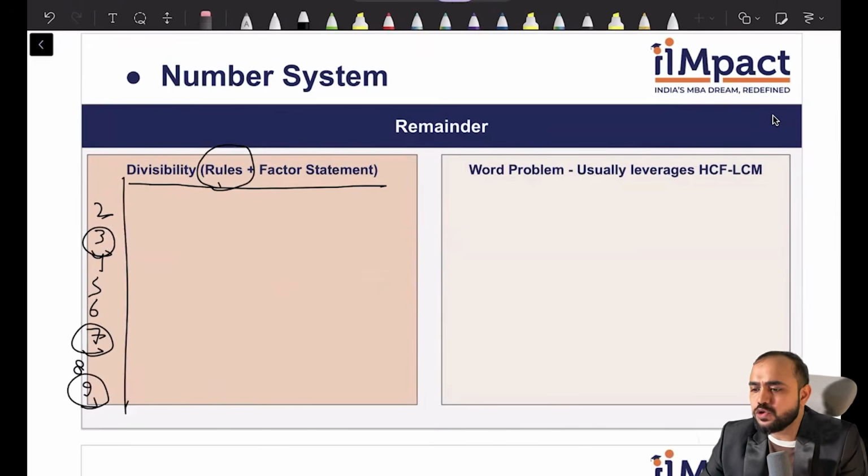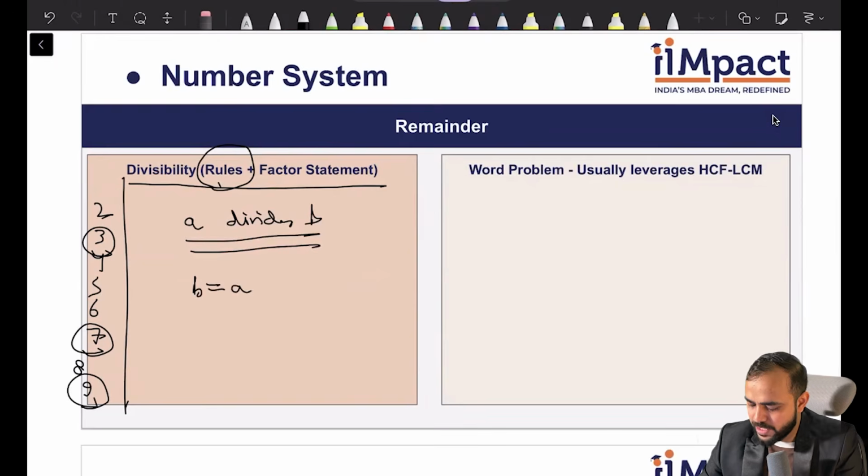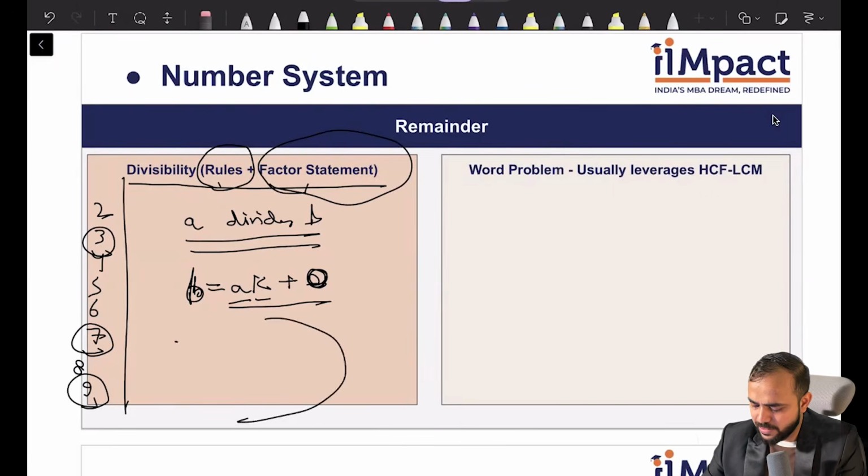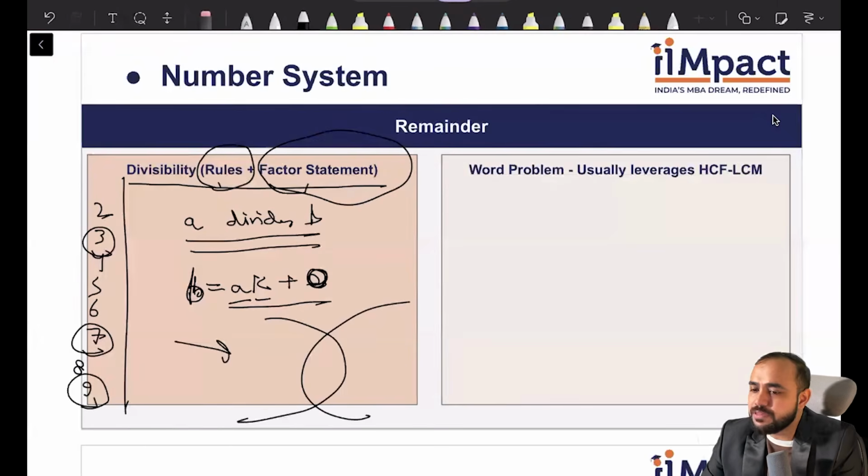Apart from this, we also get a situation where we are given that a number a divides b. Now in yesterday's class we saw that this means that a is a factor of b, or I can write b is equal to ak. What we have really done here is written this, that a into k plus a remainder of 0 gives me b. So this is essentially this factor statement, and we'll quickly look at an example very soon. This is the intersection of the factor concept and the remainder concept. For someone to be a factor of something, they should leave a remainder of 0.